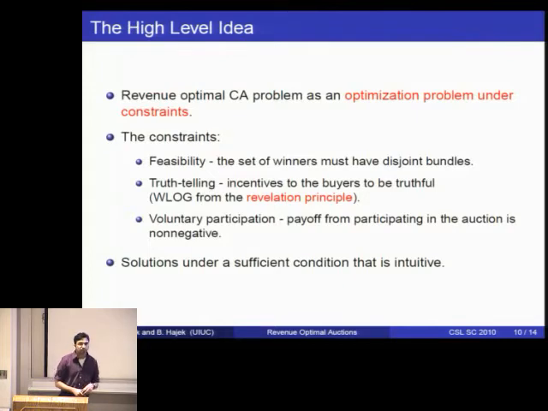The third constraint is voluntary participation. So you cannot really force a buyer to participate in an auction and charge him an arbitrarily high amount of money. And what it says is that a buyer will participate in an auction only if his payoff from participation is at least not negative.